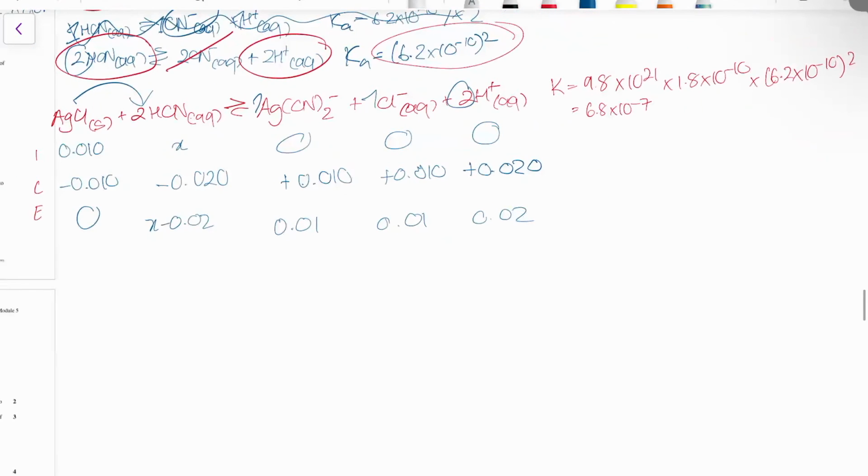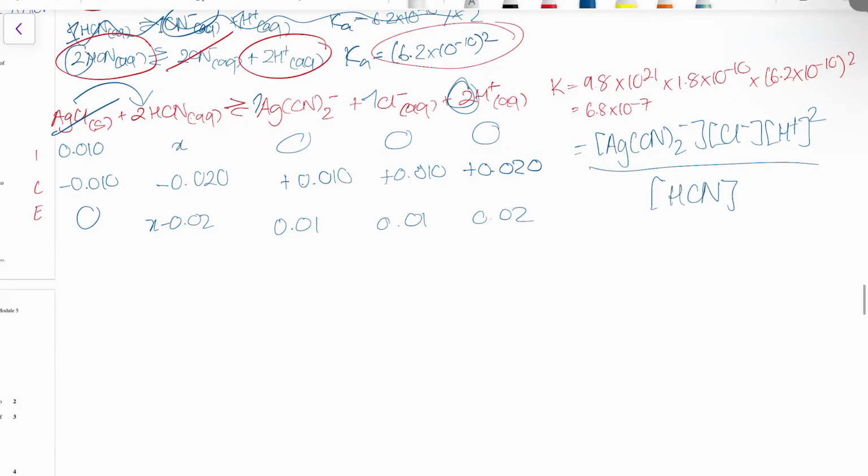So now my K value is the concentration of AgCN2 minus, with the Cl minus, with the H plus, and remember the coefficients get squared up the top. Technically my AgCl doesn't even go in it because it's a solid, so I can get rid of that. It's a pure solid, so I don't need to pop that in at all. So it's just going to be HCN squared.